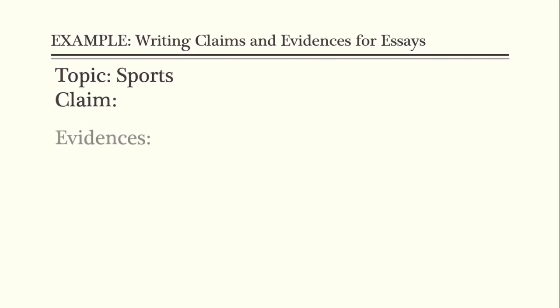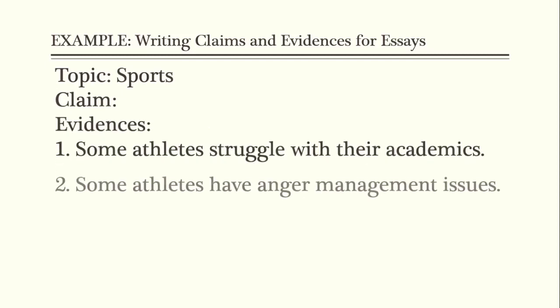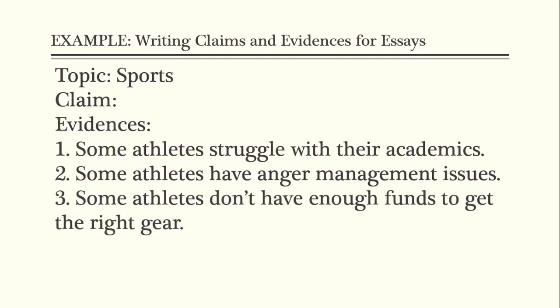Now try to guess what the claim here is based on the following topic and evidences. So what do you think is going to be the claim here? The topic here is about sports. And the evidences being presented are that some athletes struggle with their academics. Some athletes have anger management issues. Some athletes don't have enough funds to get the right gear.